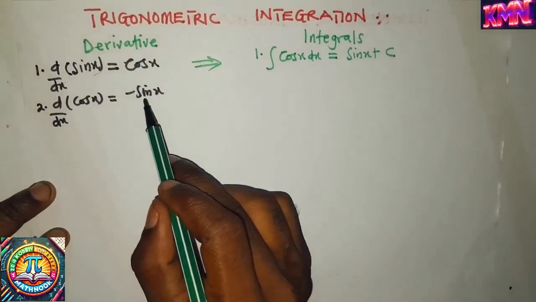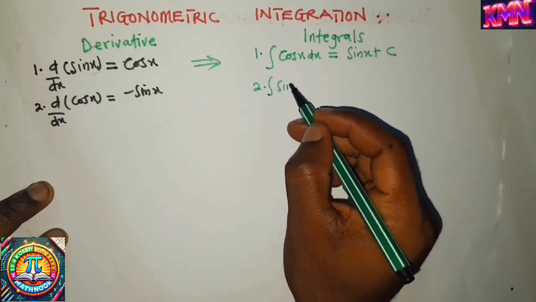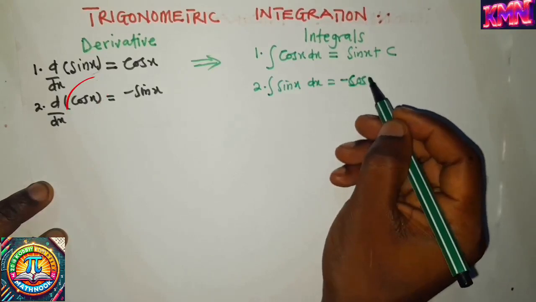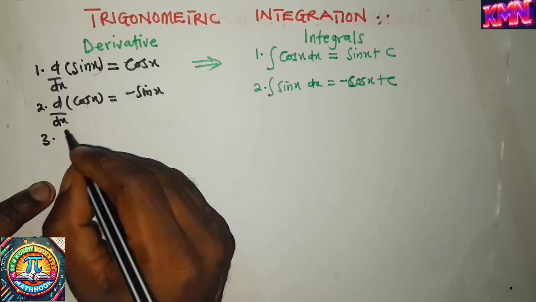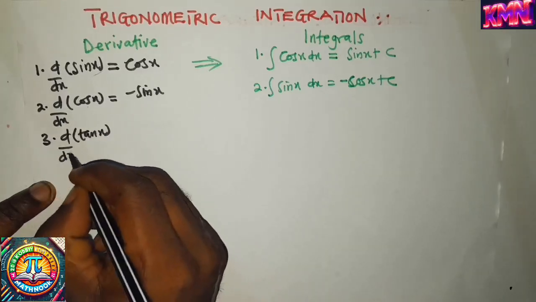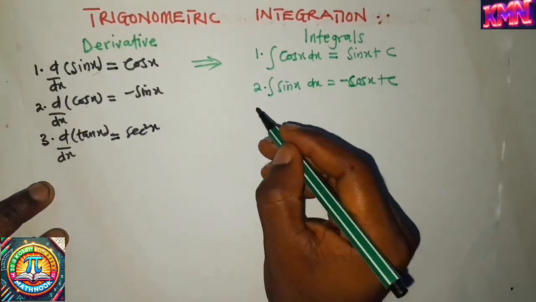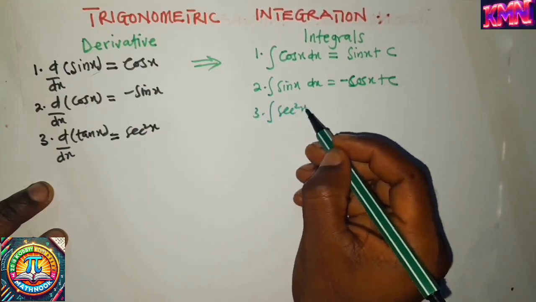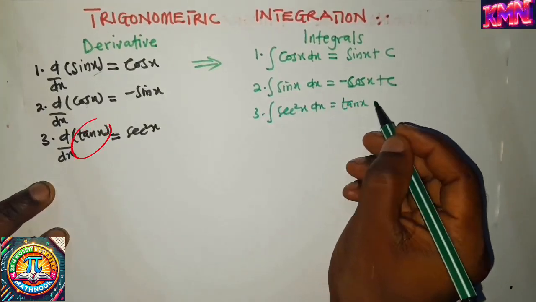So if this is negative sine x, then it implies that the integral of sine x dx is negative cosine of x plus c. This negative gets itself attached to this. Then number 3, the derivative of tangent of x with respect to x is sec square x, and that implies that if you have the integral of sec squared x dx, you're going to get tangent of x plus the constant.